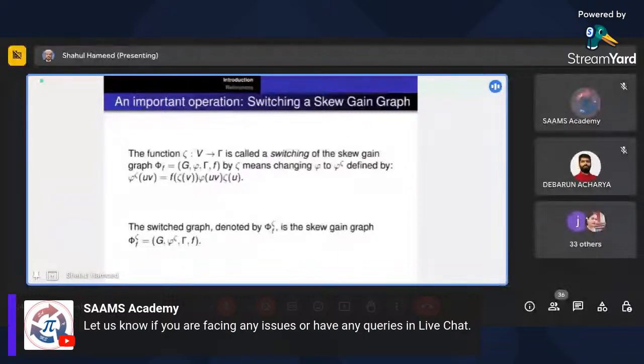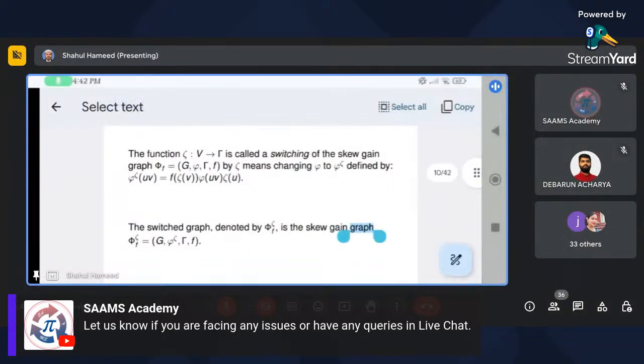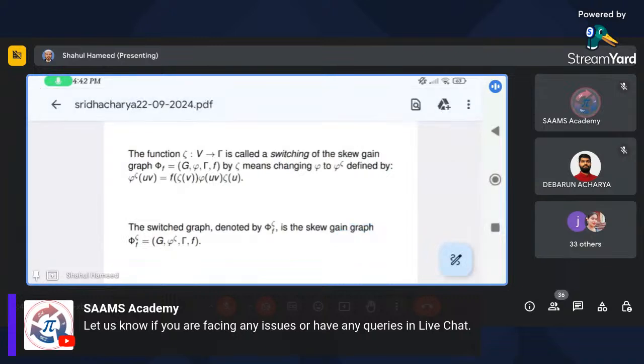function is changed. It is now phi zeta, and the group remains gamma, and the function f also remains the same.